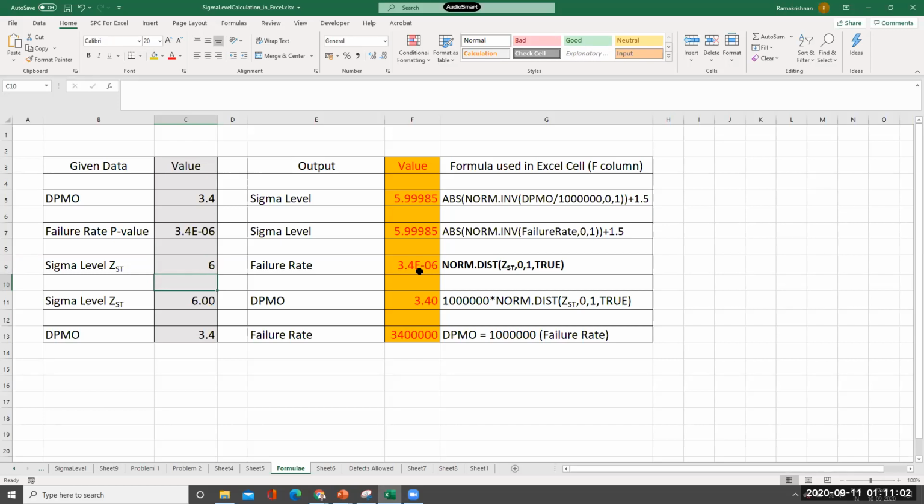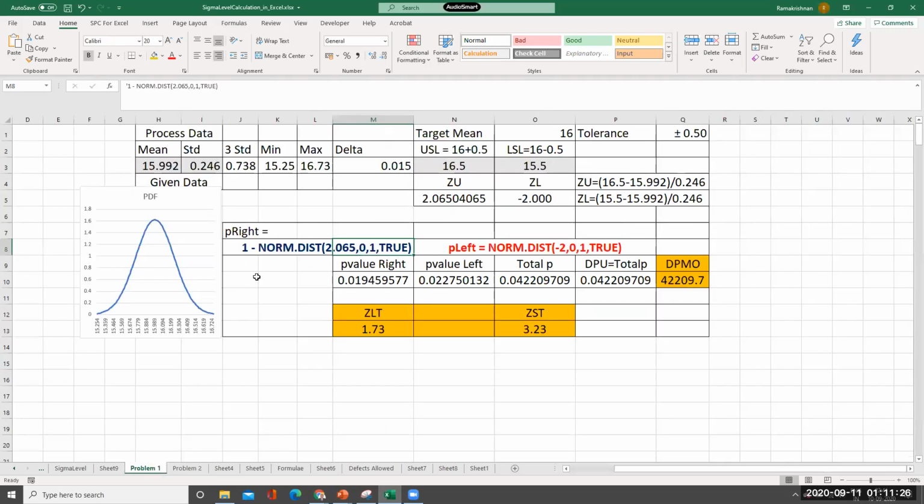So for DPMO, I'll have to multiply 10 to the power of minus 6 into 10 to the power of 6, which cancels, giving you 3.4. So if I substitute 3, I'm getting so many defects per million. If I put 6, I'll get only 3.4. That's true. So DPMO to failure rate, I'm just multiplying by 1 million. Therefore, all these values we have done like this here. I'll just show this problem also.